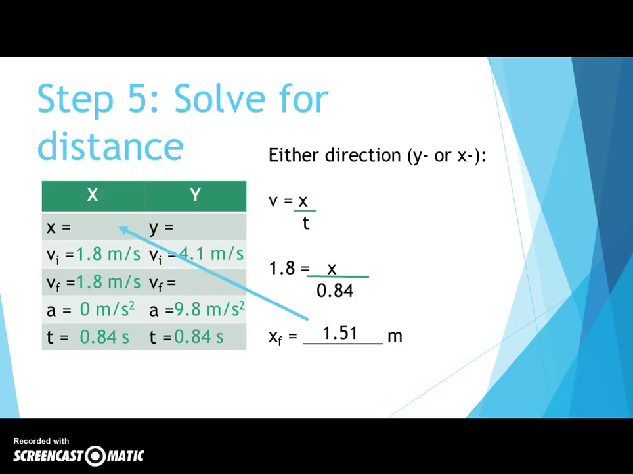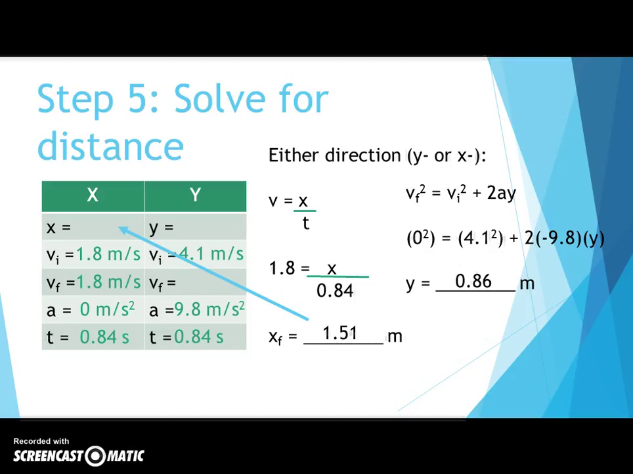We're going to do the same for y. We're going to use the VF squared formula in this case, just to make things a little bit nicer. So VF squared equals VI squared plus 2AY. Of course, y is our distance. Plug in. We're going to rearrange. We're going to solve for y, and you should roughly get 0.86 meters. And that'll go into your y position.